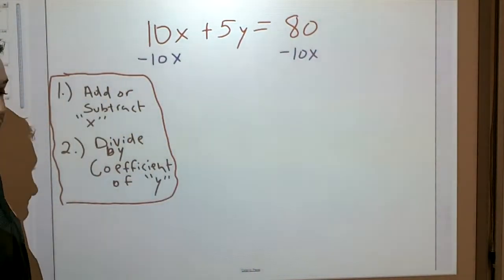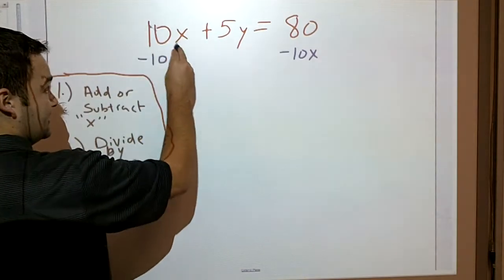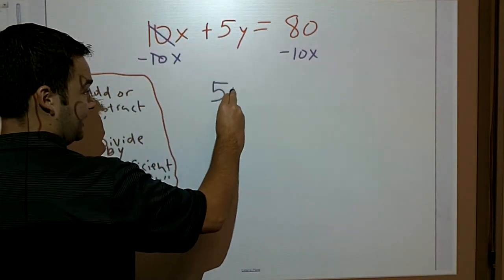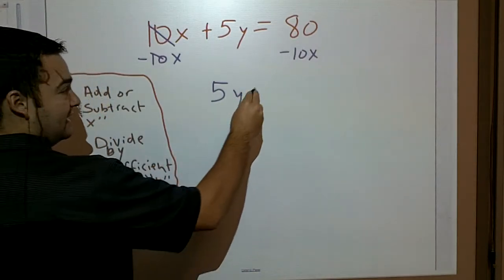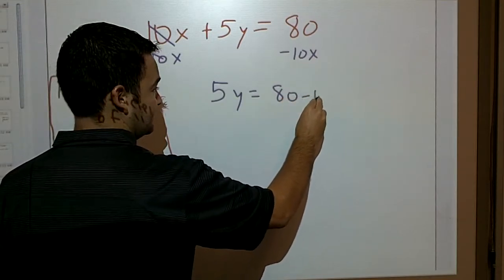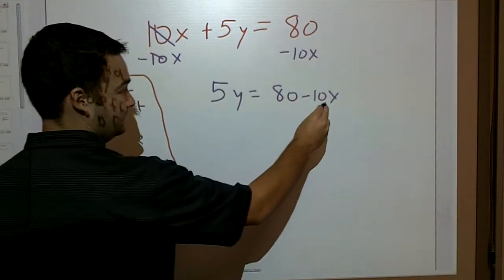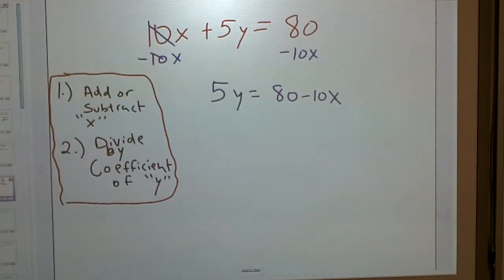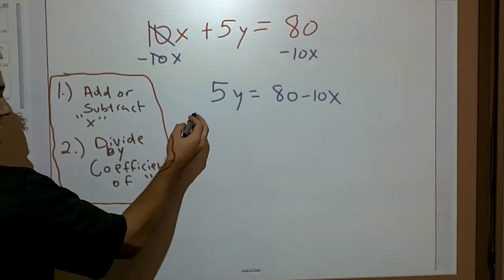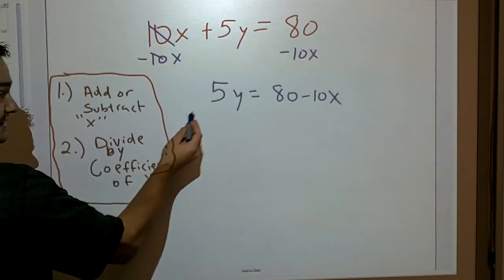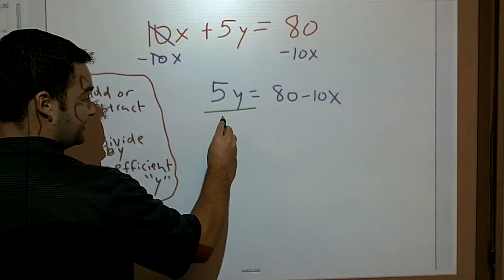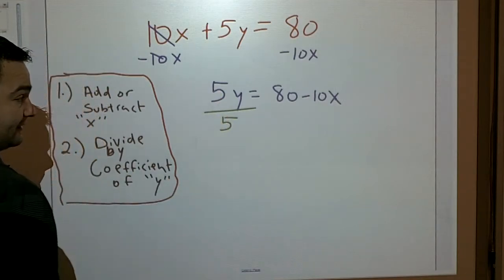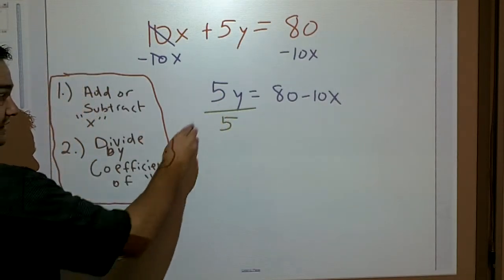Again, all we're doing is rewriting this equation. Since these cancel off, we are left with just 5y equal to 80 minus 10x. The second step is to divide by the coefficient of y. And remember, the term coefficient means the number that is multiplying y. So in this case, it is 5. Since we are simplifying this, we're going to divide both sides of the equation by 5 to cancel off the multiplying by 5.